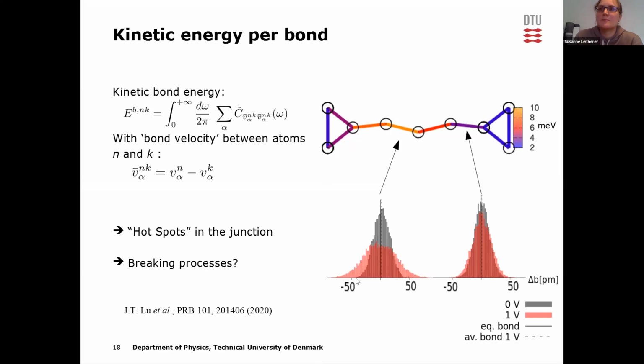And this is the bond length distribution throughout the whole simulation. And you see that for these highly excited bonds, the bond length distribution is much broader at finite bias compared to zero bias, and so the bonds get much more elongated throughout the run. And we hope mainly to describe breaking processes in this way. So maybe the structure would at one bias break at this point.